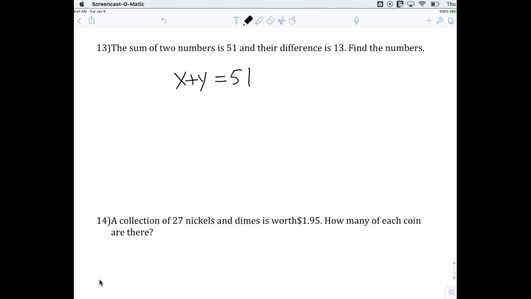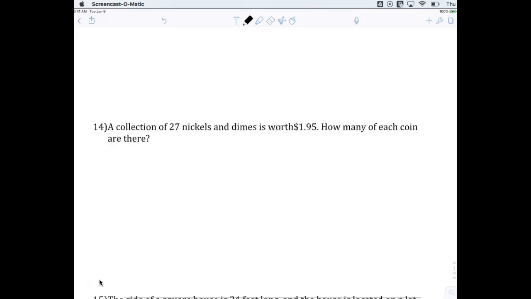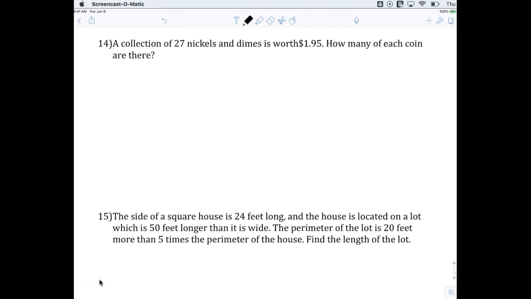Good. Julia, write the next one. X minus y equals 13. That's it. Simple, simple, simple. We're not solving that. You're solving that tonight for homework. So I'm on 14.